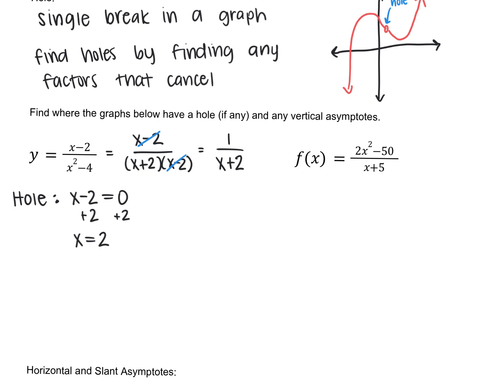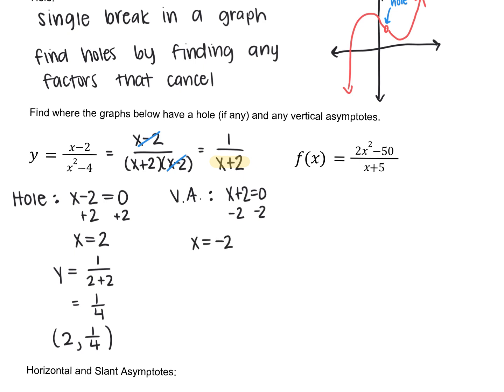And the way I find the y value is I plug in 2 into my simplified equation. So I'm going to have 1 over 2 plus 2, which becomes 1/4. So I have a hole at the point (2, 1/4). For my vertical asymptote, I look at the simplified equation, and I only care about what's in the denominator of the simplified equation, which is x plus 2. So I find out when x plus 2 equals 0, subtract 2, and we have a vertical asymptote at x equals -2.